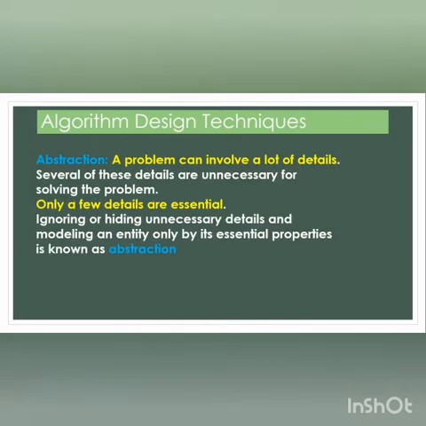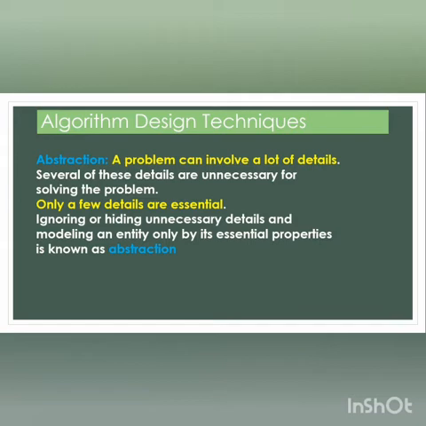Next one is abstraction. A problem can involve a lot of details. Several of these details are unnecessary for solving the problem. Only a few details are essential. Ignoring or hiding unnecessary details and modeling an entity only by its essential properties is known as abstraction. For example, when you press a key on your keyboard, the character appears on the screen. You need to know only this, but how exactly it works electronically is not needed. So, this is the best example of abstraction.